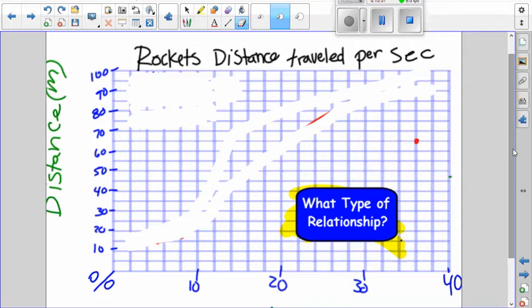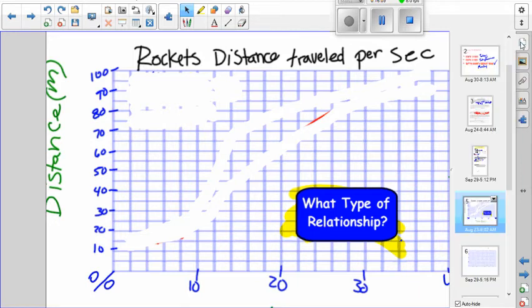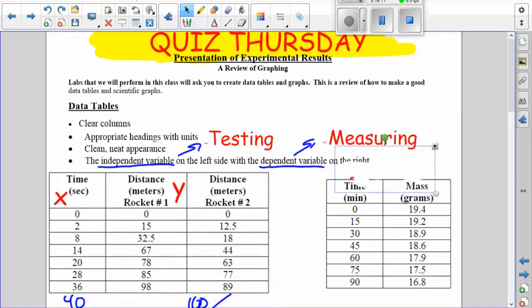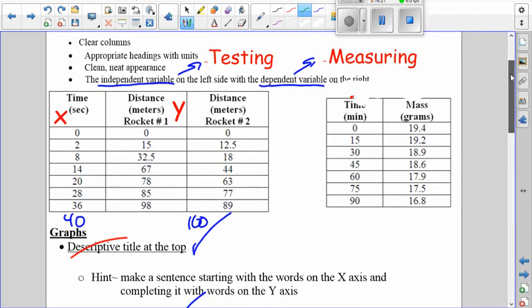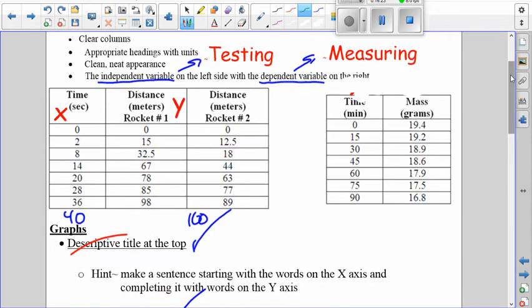Now, here's the thing. One thing I want to note is that there are actually 2 rockets we got to graph. So if you use your same colored pencil for both of them, I'm not going to know which one's which very easily, right? So here's what I suggest you do. And here's what the rubric will tell you as well. Key, if needed, when you have more than one set of data. In this case, we got more than one set of data. We got rocket 1 and rocket 2.